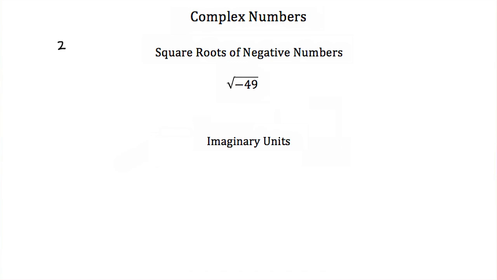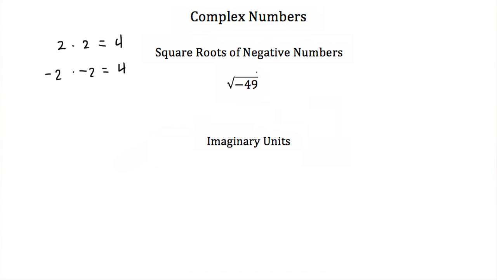If you multiply 2 times 2, you get 4. And negative 2 times negative 2 is a positive 4. So there's no way you can multiply any number by itself and get a negative. It'll always end up positive. So what happens if you try to take the square root of a negative number?